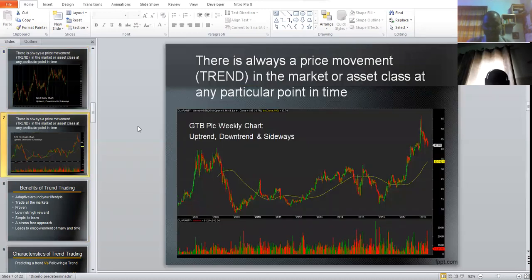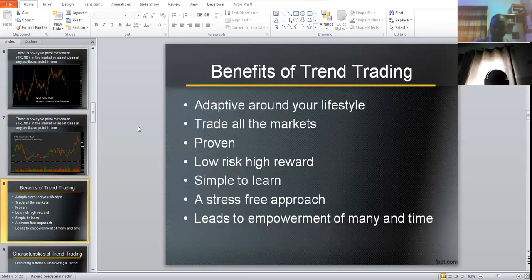We look at the trend, like I said, the moving average helps us out. The benefit of trend trading is that it's adaptive around your lifestyle, whether you're working or not, whether you have a full-time job or not. Trend trading helps you. You don't spend more time in the system. You can trade all markets. It has been proven to be right, to give a hedge. It has low risk, high reward, and is simple to learn. It's a stress-free approach. It leads to empowerment of many at a time.